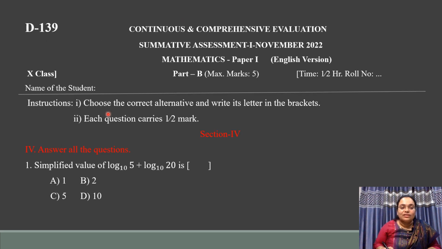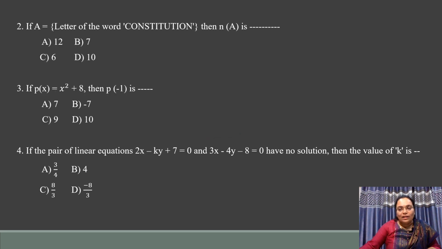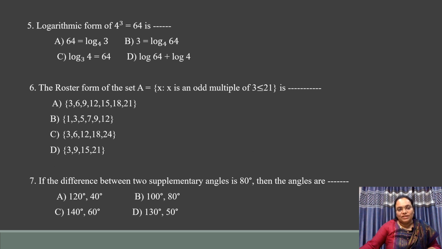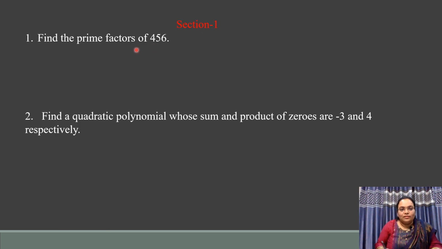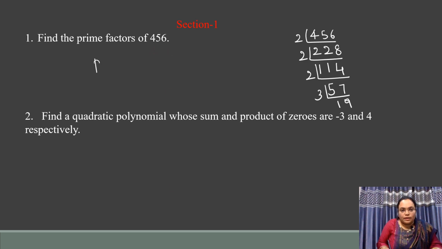So the next section is your objective type. We will be solving all the questions including objective type. Section 1, first one. Find the prime factors of 456. Let us find the prime factors. Prime factors of 456 is equal to 2 into 2 into 2 into 3 into 19.